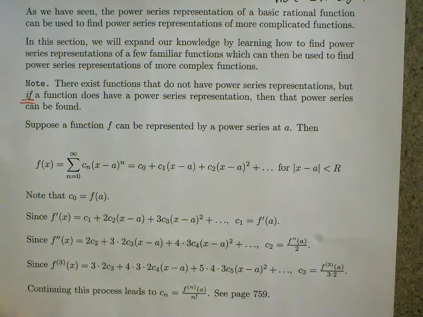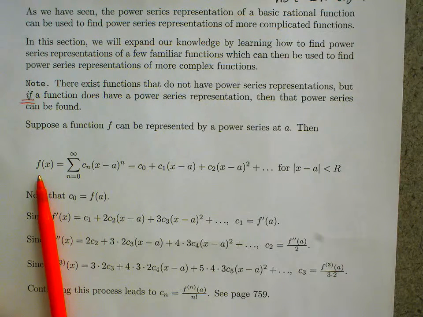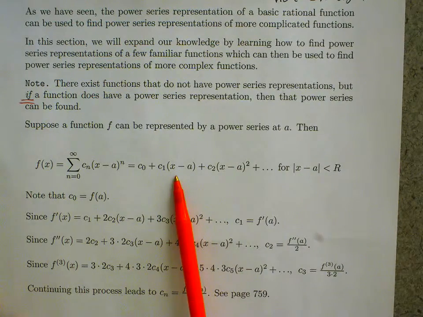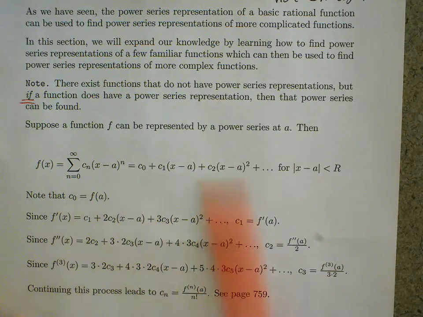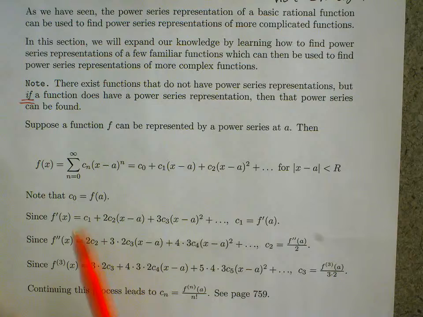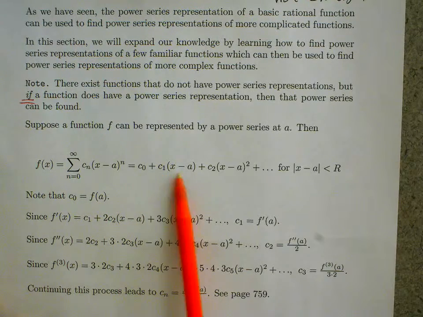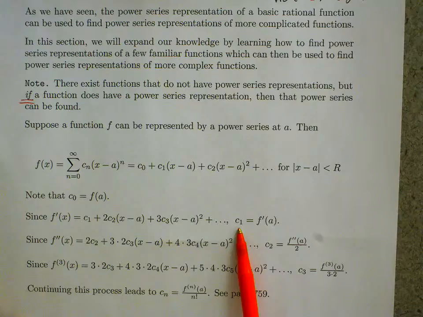So keep in mind what we're doing. We're saying if a function f has a power series representation at a, then it has to have this form, and we're determining that the constant has to be f of a. The coefficient of the binomial to the first power has to be equal to f prime of a.